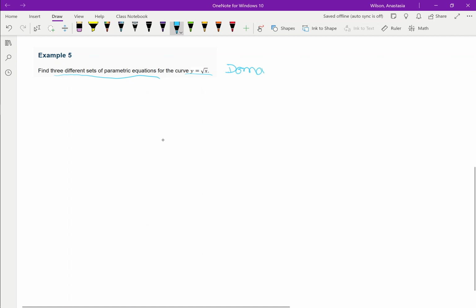So it's good to think about what our domain would be, and that's that x must be bigger than or equal to 0. So whatever we choose for our parameterization, we have to make sure that the x values are only going to be all positive values, so we can maybe do that based on our parameter interval or based on whatever function we choose for x. And then we also need to pay attention to the range. Since this is a positive square root function, it means that y is also going to be bigger than or equal to 0. So we need to pay attention to both of those things with our parameterization.